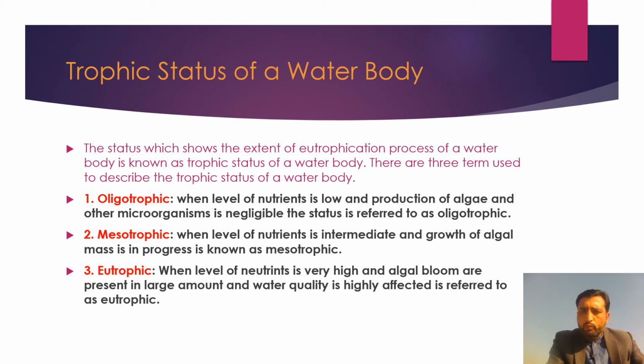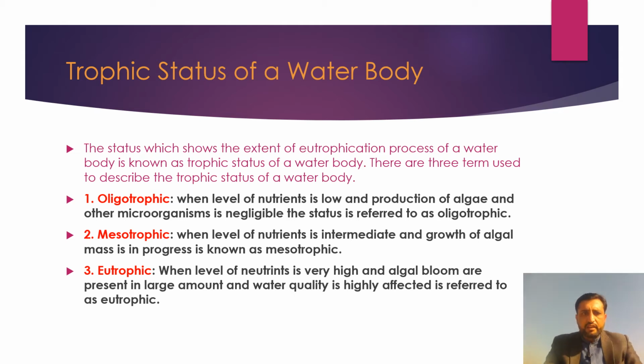The third one is eutrophic. It is the higher state of eutrophication, when the level of nutrients is high and algal blooms are present in large amounts and water quality is highly affected. This is referred to as eutrophic. When the supply of nutrients is very high and algal blooms are formed. Algal blooms refer to a huge mass of algae, a huge population of algae. So these are called algal blooms.